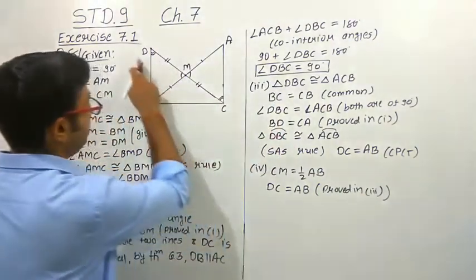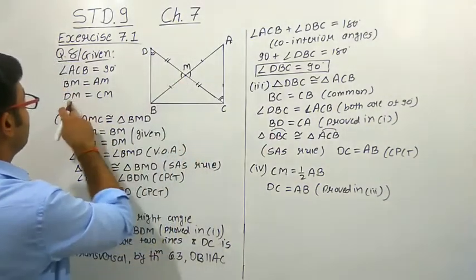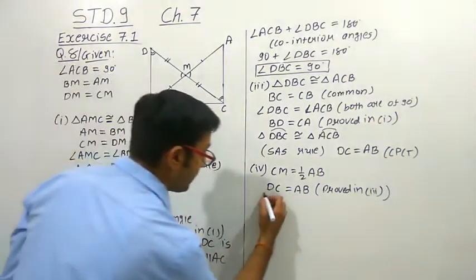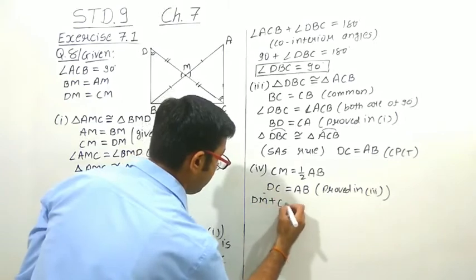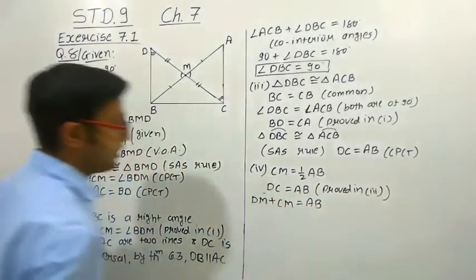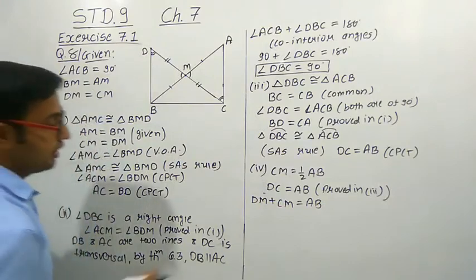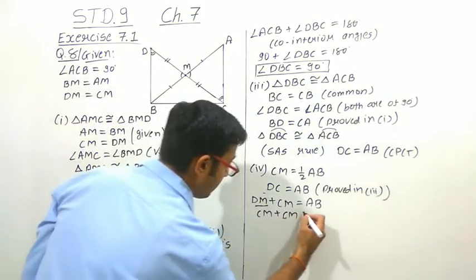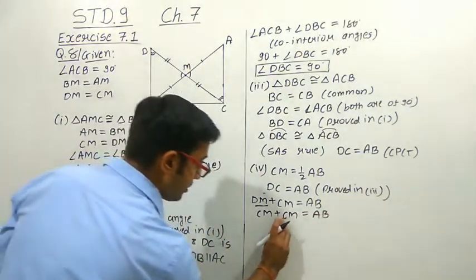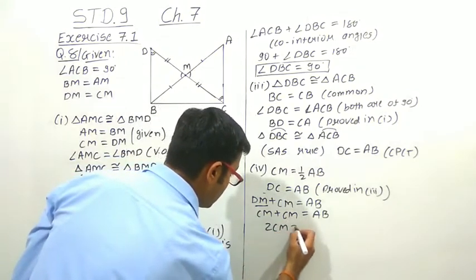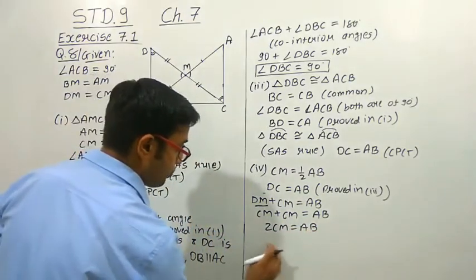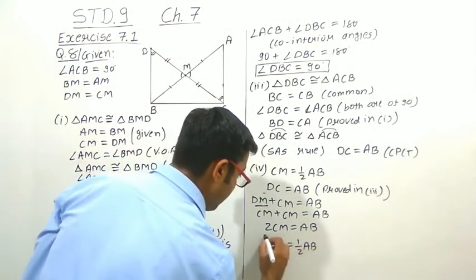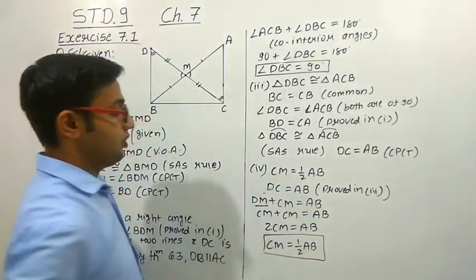Now see DC. We are given that DM and CM are equal. So instead of DC, we can write down DM plus CM, and the right hand side keep as it is. Now as DM and CM are equal, instead of this DM, we can write down CM. So CM plus CM will become equal to AB. CM is 2 times, we can write down 2 CM is equal to AB. When we take this 2 to the right hand side, we get CM is equal to 1/2 of AB. And this is the fourth required condition.